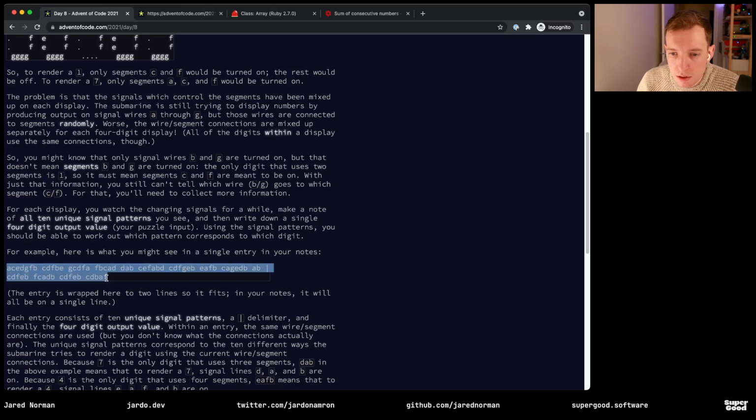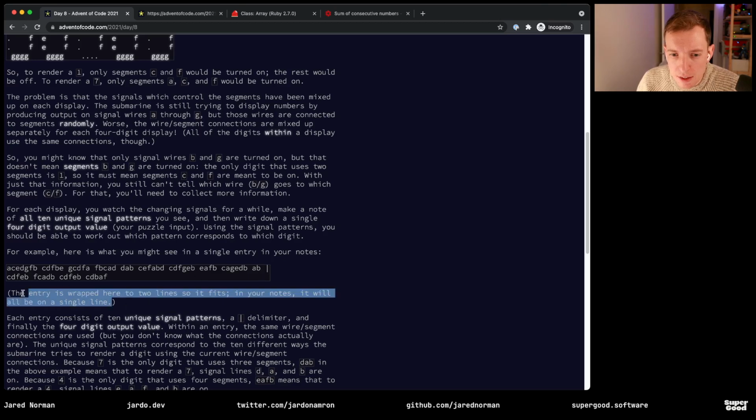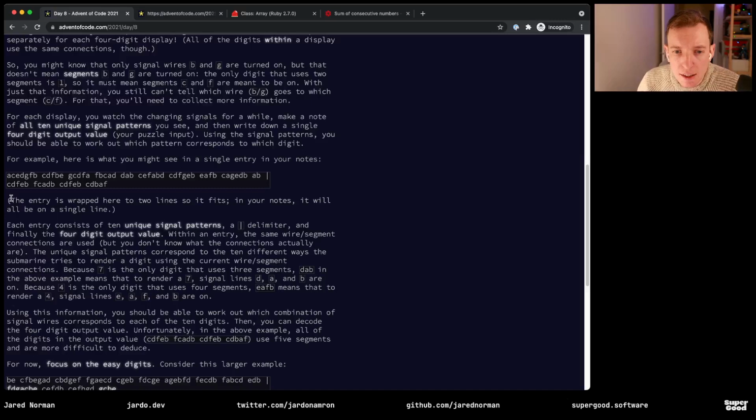Okay. What's that? Oh, I see. Okay, sure, got it. It's just a line wrap. Each entry consists of 10 unique signals. Oh, sorry, never mind. A pipe delimiter, and finally the 4-digit output value. I'm not sure I understand, but I'll press on and I'll come back.